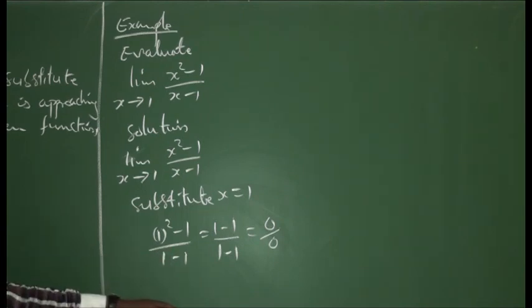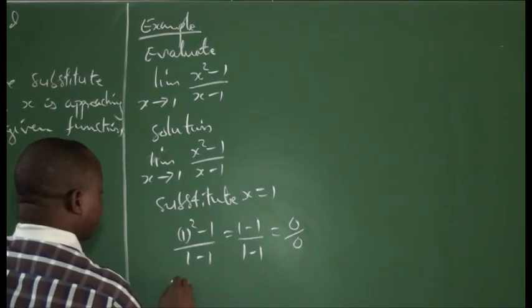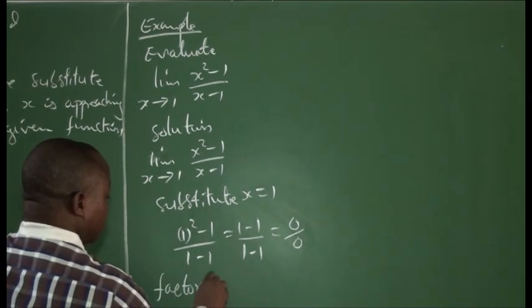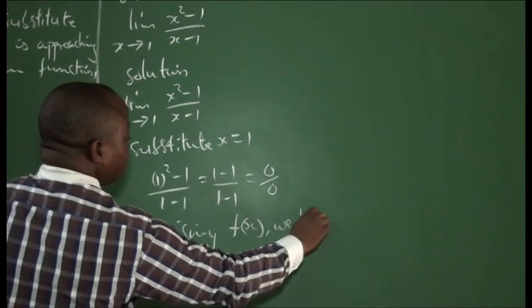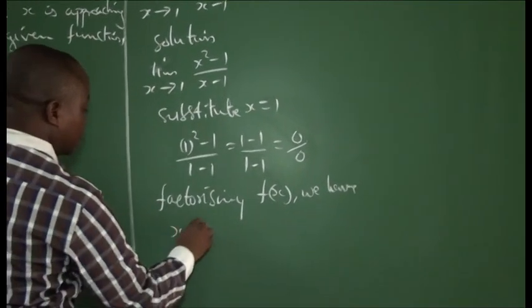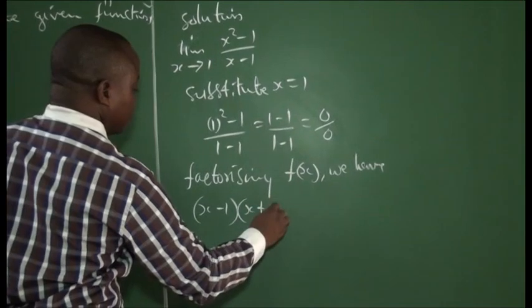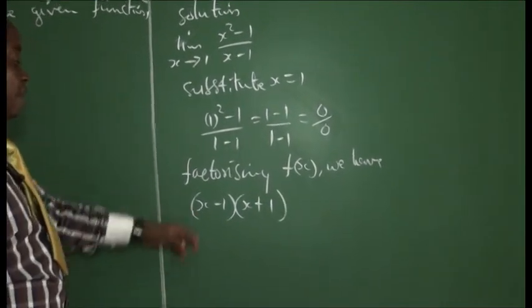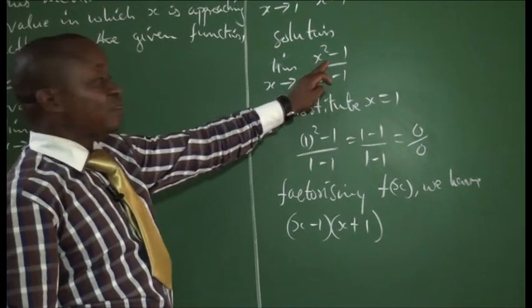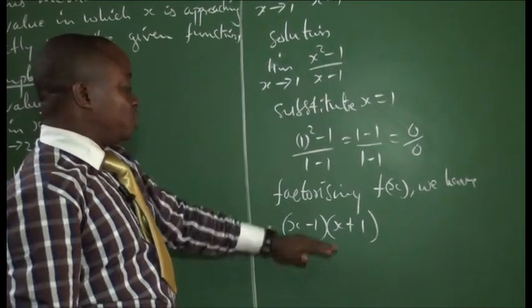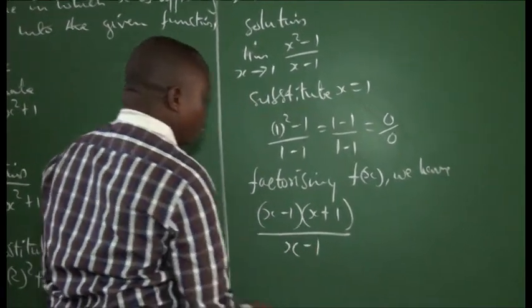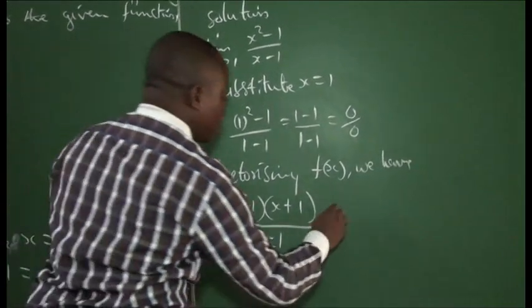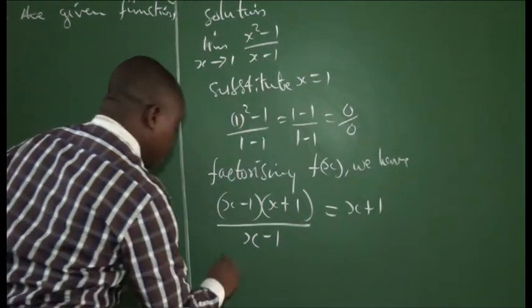Now, in this type, to get the limit, we factorize f of x. Factorizing f of x, we have (x minus 1)(x plus 1). You know, this is the difference of two squares, because 1 squared is still 1. So we can write this as this over x minus 1, where x minus 1 cancels x minus 1, and x plus 1 remains.